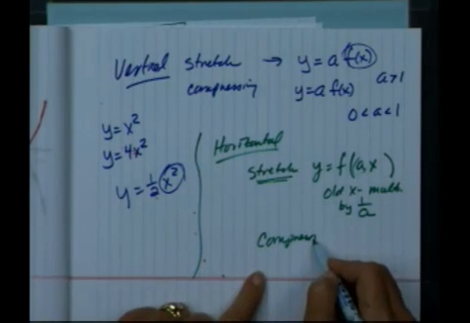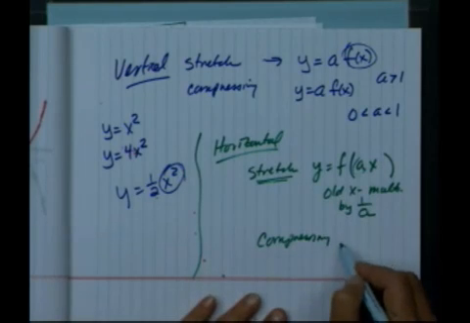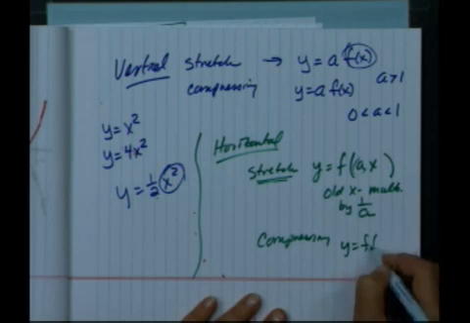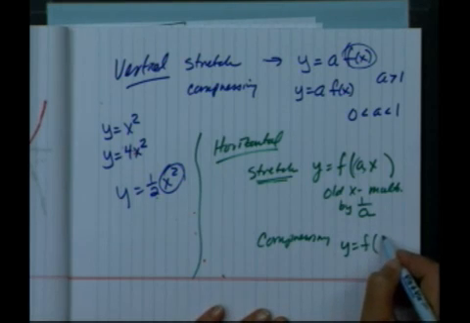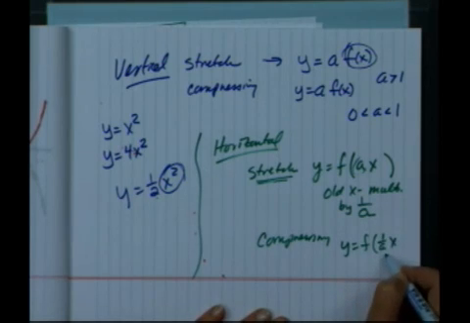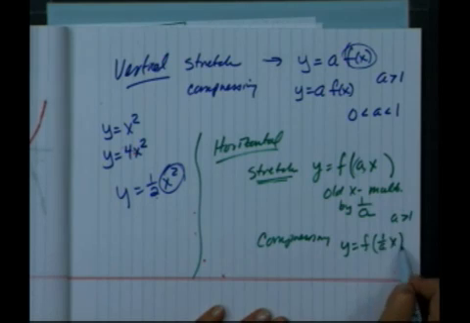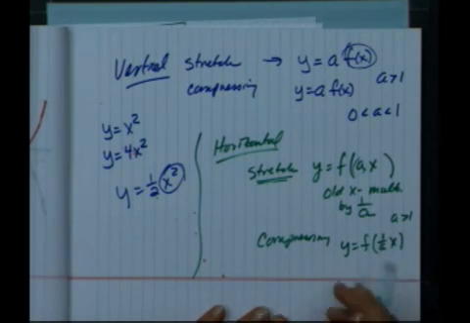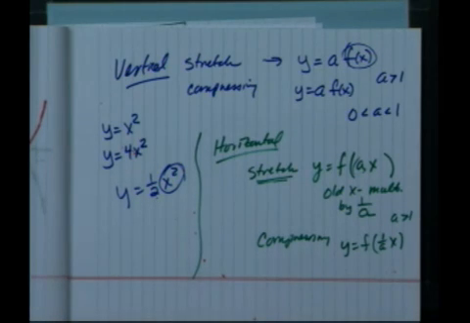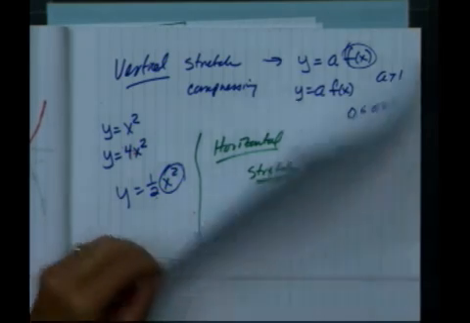Okay, the compressing horizontally, when you have y equals f of, usually what's in here is like 1 over a times x. This is a fraction between 0 and 1, if a is bigger than 1. And then that is going to compress it by a factor of a. Can you give an example like you did for the vertical? Yeah.